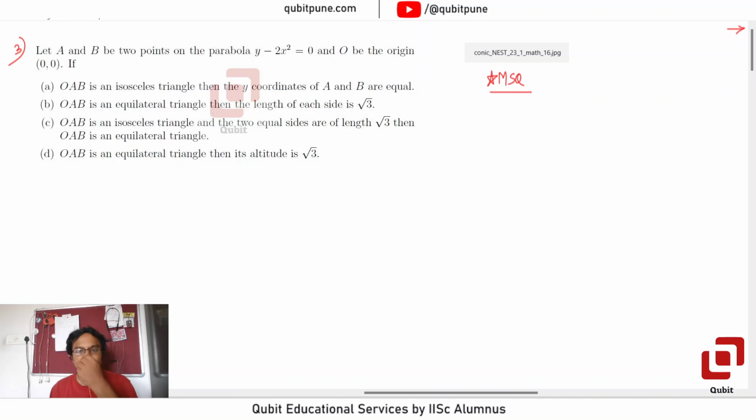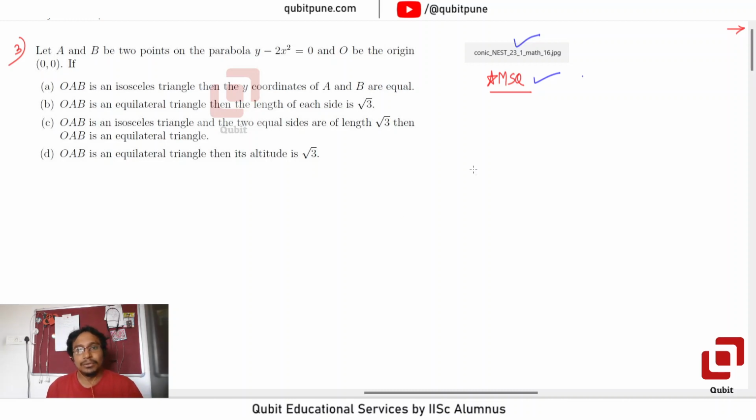Okay, question 3. This is also a multiple select question. This is from NEST 2023 first shift. Let A and B be 2 points on the parabola y minus 2x squared equal to 0 and O be the origin (0, 0). If OAB is an isosceles triangle, then the y coordinates of A and B are equal. If OAB is an equilateral triangle, then the length of each side is root 3. If OAB is an isosceles triangle and the two equal sides are of length root 3, then OAB is an equilateral triangle. If OAB is an equilateral triangle, then its altitude is root 3.